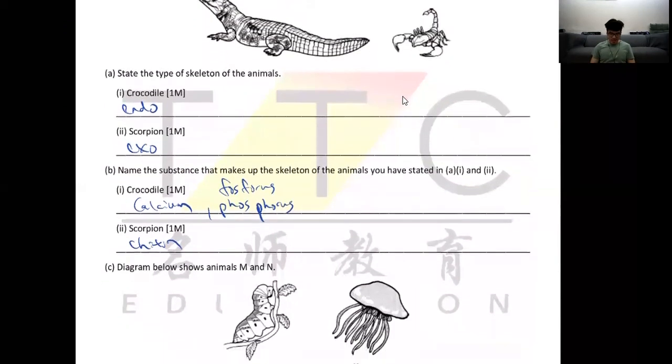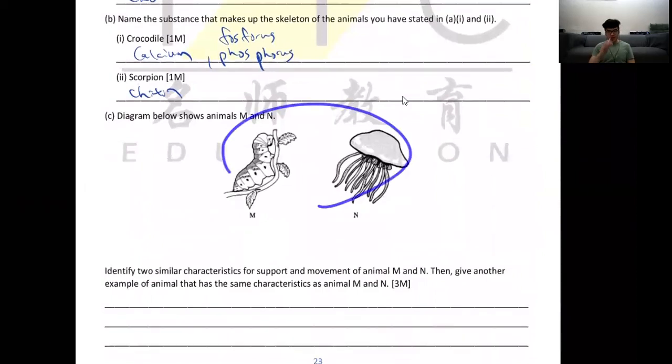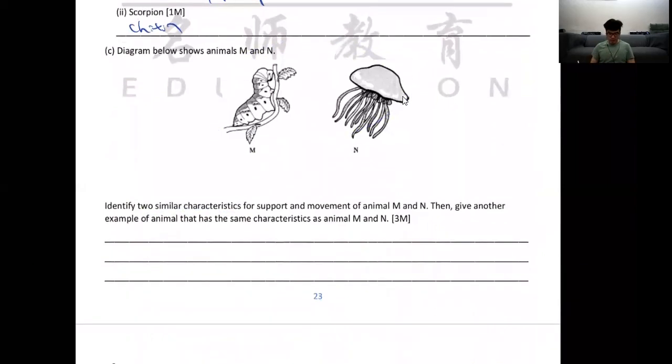Okay, so next, this will be your animal M and N. So they are both hydro. And they're both hydro. So identify two similar characteristics. Basically, what is the characteristic of hydro? Okay, and then give another example of an animal that has the same characteristic. So, what's their characteristic? What's the characteristic of hydro?